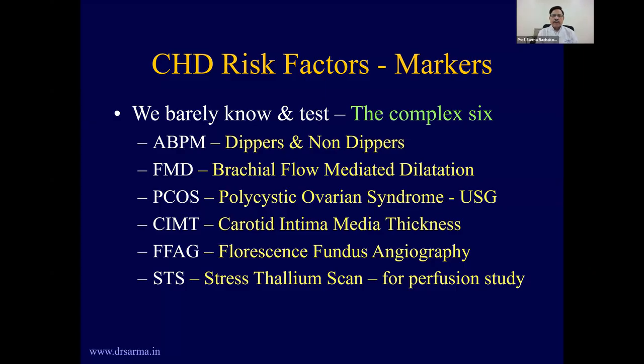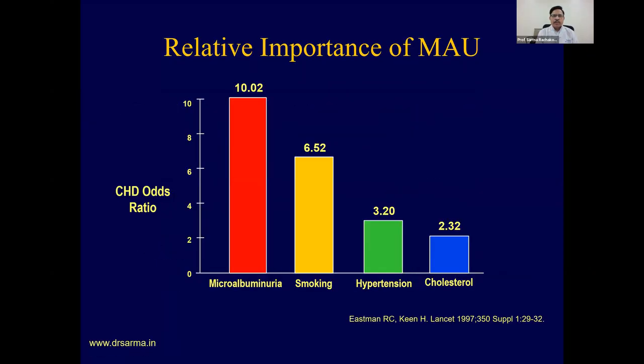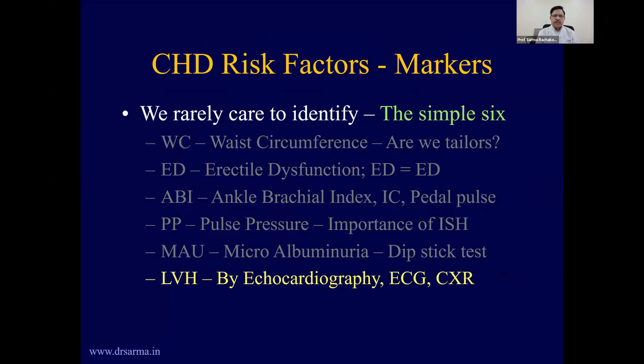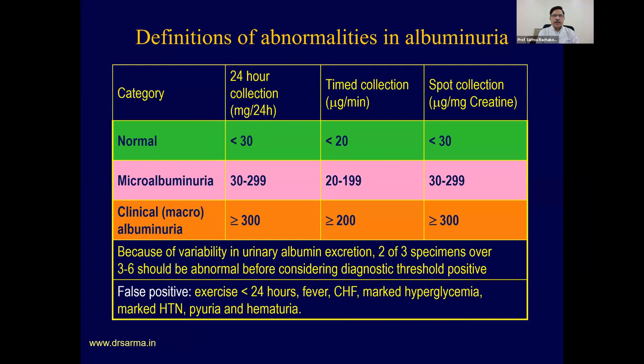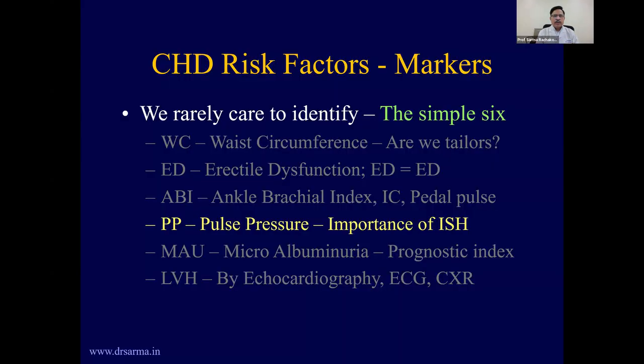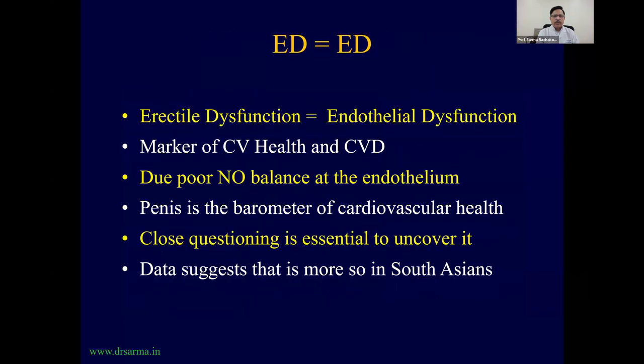Now, today we have completed 3 levels. We have completed the simple waist circumference, erectile dysfunction, and also the ankle brachial index, pulse pressure, microalbuminuria, echocardiography, and LVH. Beyond that, we also looked at the other parameters, like, most importantly, HSCRP, LPA, SLDL, endothelial dysfunction, ApoB by A1, and then homocysteine. All these things also we have looked at.